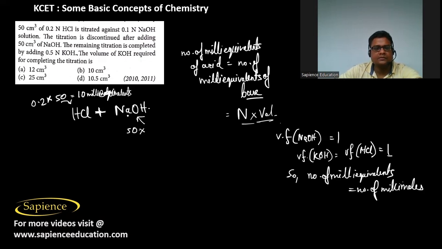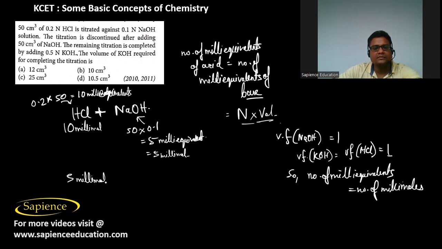Now here 50 ml into 0.1 normal, that is 5 milliequivalents, which is same as 5 millimoles. So for HCl we have 10 millimoles. It means 5 millimoles of HCl will remain unreacted, and that should react with 5 millimoles of KOH.